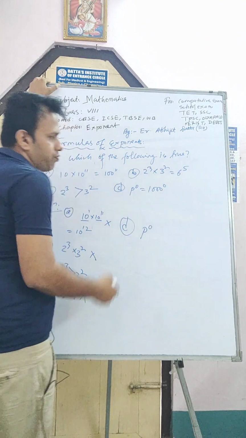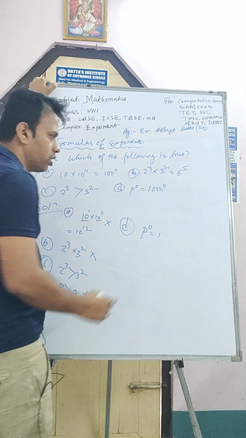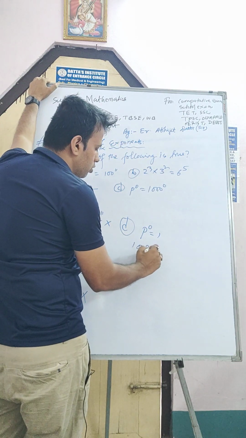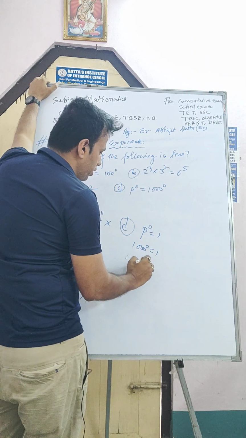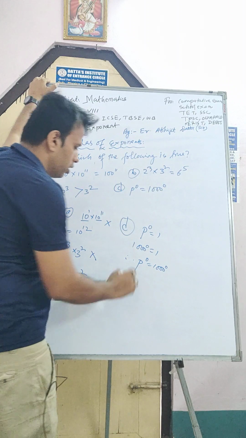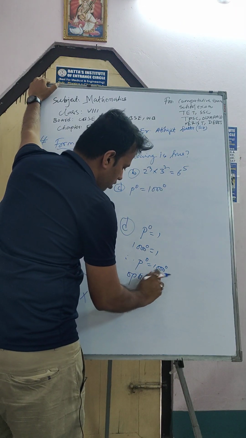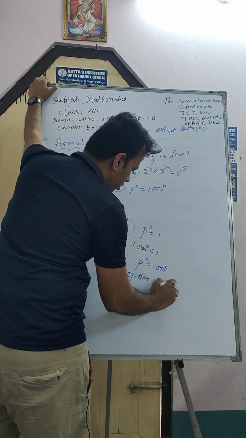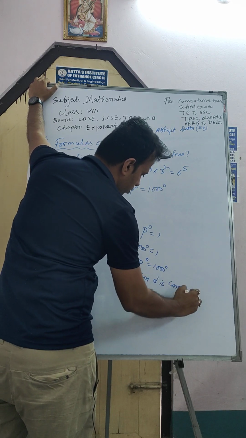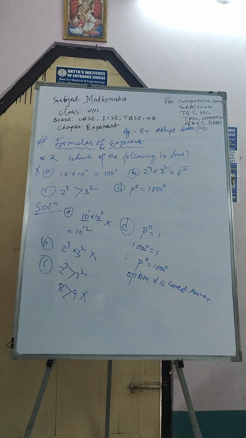How? P to the power 0 is what, sir? 1. Something to the power 0 is 1. And 1000 to the power 0 is also 1. So we can write P to the power 0 is equal to 1000 to the power 0, is it not? So option D is the correct answer.